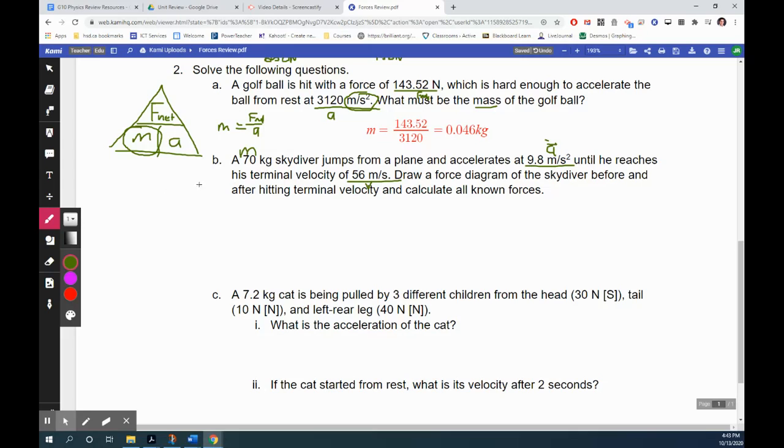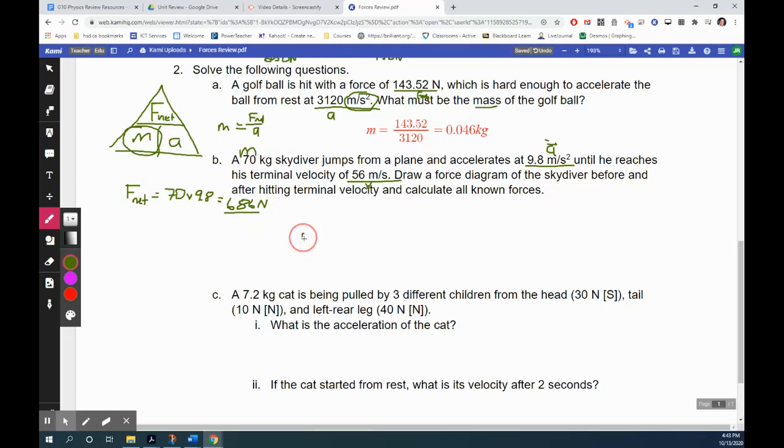Well, we can figure out a force right away because we know his mass and his acceleration. So initially, the net force when he jumps out of the plane is the mass times acceleration. And so this is 70 times 9.8, and that equals 686 newtons. So that's his initial.